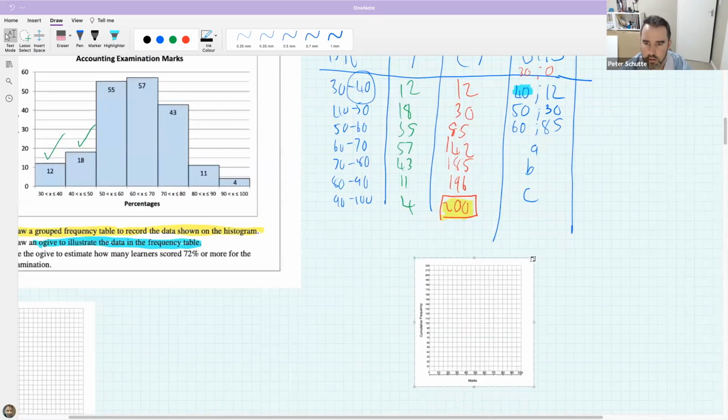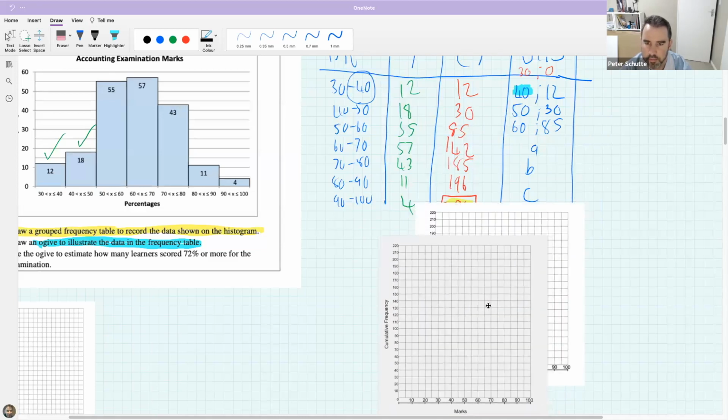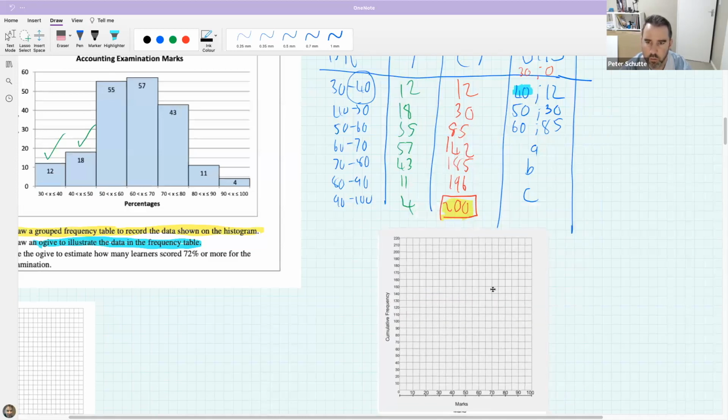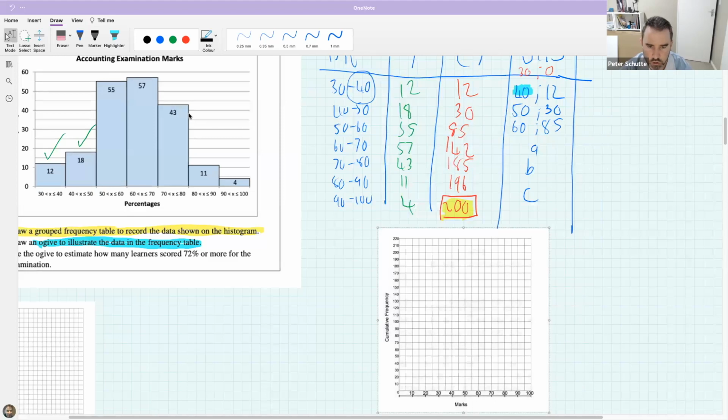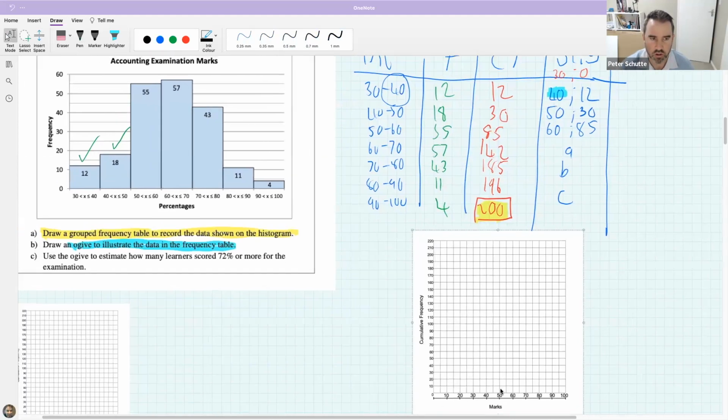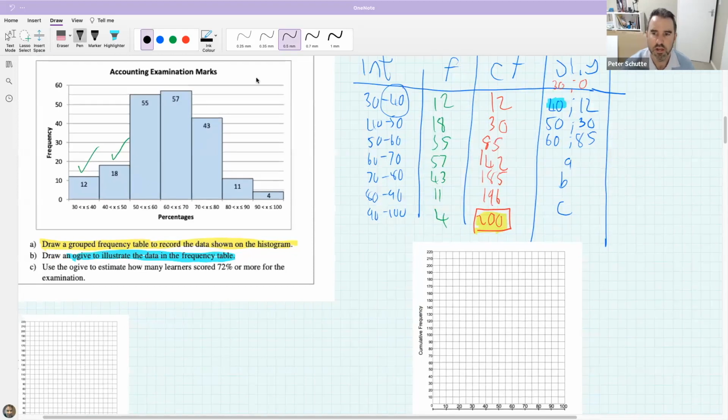Oops, there it is. And then what I want you to do is draw up a cumulative frequency scale where you go all the way up to 200 on the vertical, and then on the horizontal, you have your marks, which you are playing with in this question. And I want you to start drawing your ogive.